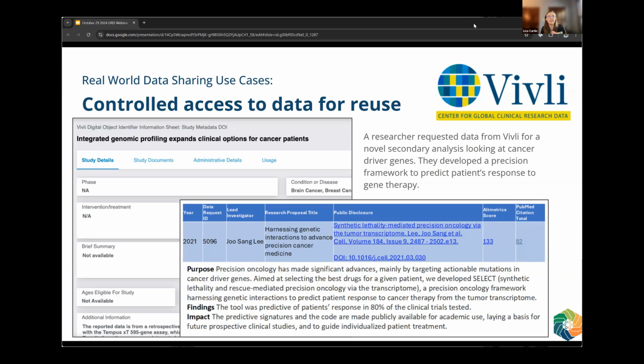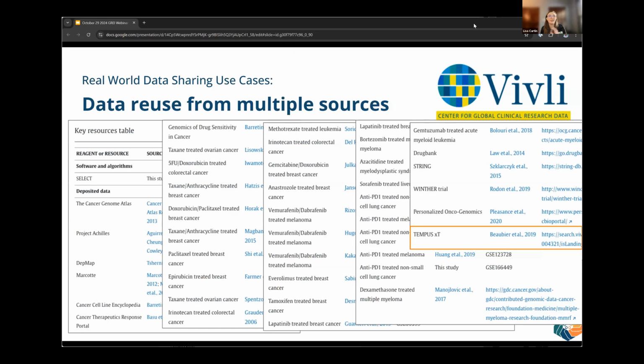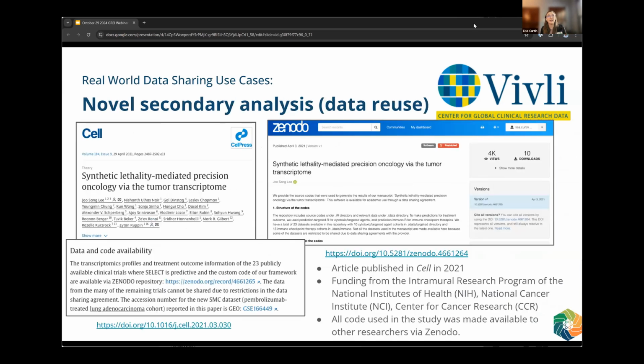Next slide, please. And then this is just quickly from the related publication of that data reuse. They took data from all of these different sources. These are all different data sets, and you can see that Vivli one in the orange box there. Next slide. And so this is just, you can see their data and code availability statement.